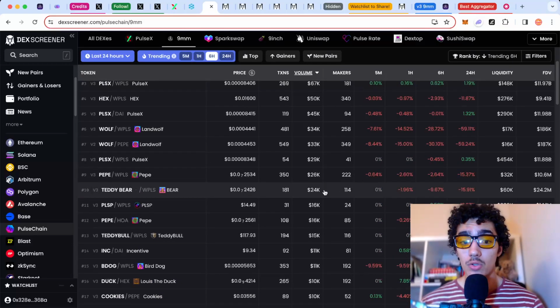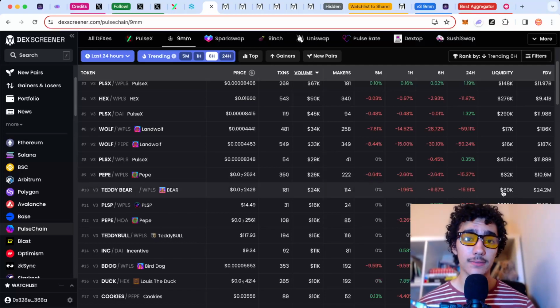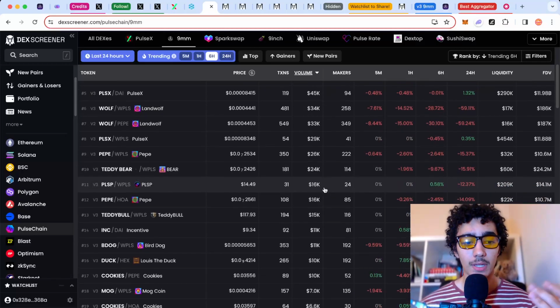Teddy Bear, 24K volume versus 60K liquidity. That's actually not bad. It's 50% of it, considering how trustworthy Teddy Bear is. WPLS, again, trustworthy. Of course, it almost did a 4x from the bottom right now. It's crazy because the bull run still didn't even start. So very good. Okay, scroll down a little bit.